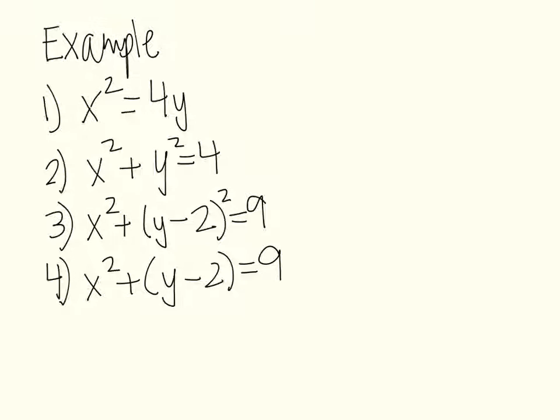Okay, so it turns out that 2 of these are parabolas and 2 of these are circles. So let's go ahead, I'm going to change my color here. Okay, so number 1, I notice that the x is squared, but the y is not. So this is a parabola. All right, how about number 2? For number 2, I notice that both the x and the y are squared, so this must be a circle.